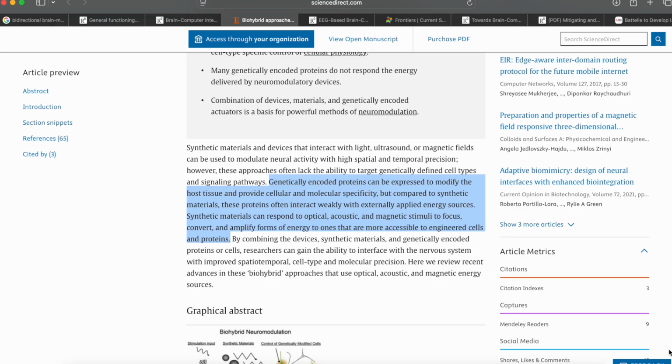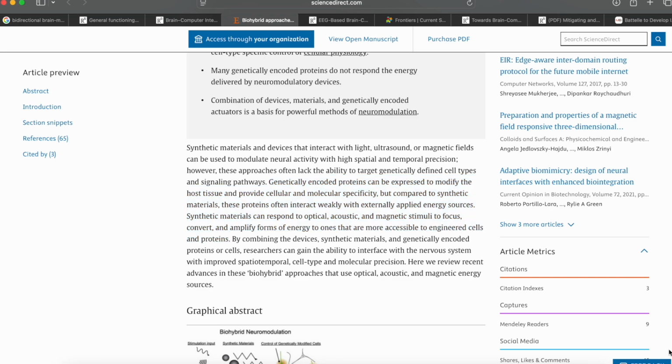Synthetic materials can respond to optical, acoustic, and magnetic stimuli to focus, convert, and amplify forms of energy to ones that are more accessible to engineered cells and proteins. So the best way to explain this is that the air molecules next to the augmented humans are much more friendly to them.